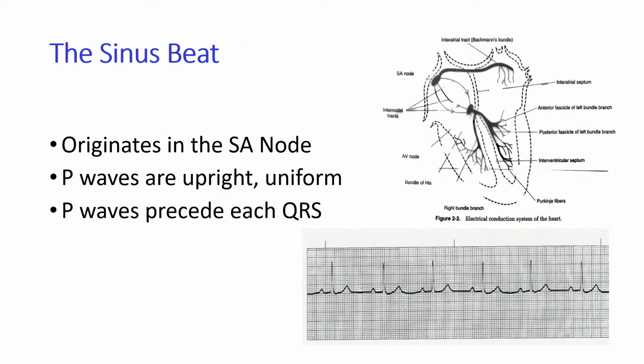The sinus beat originates from the SA node. And whenever you have a rhythm that originates from the SA node, you're going to see a P wave that is upright and uniform. They all look the same. We usually see a P preceding each of the QRSs. So anytime you see a P wave, you can basically say sinus. So that rhythm is sinus, and so on. We are going to look at the different types of sinus beats.